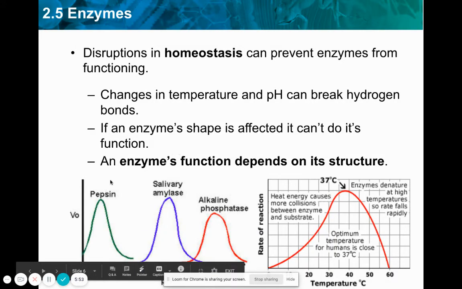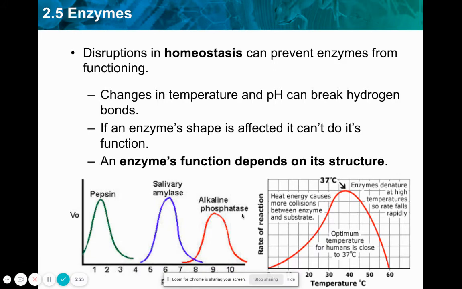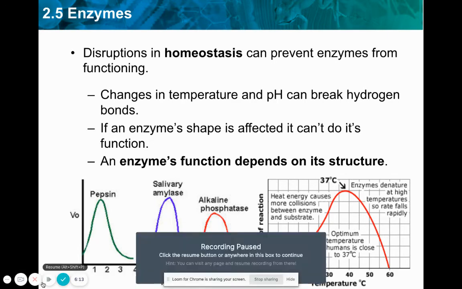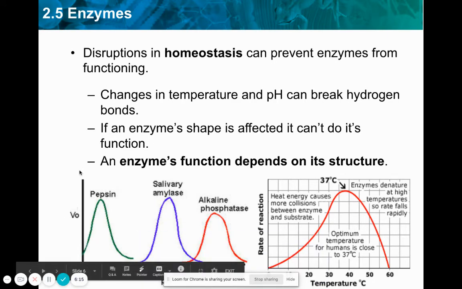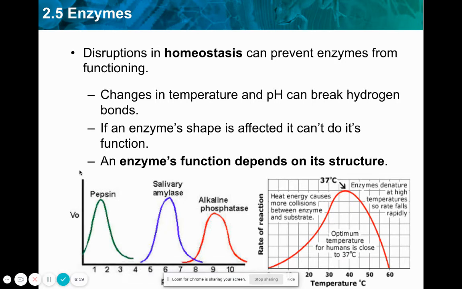So here we have an example of 3 different enzymes that are found in our body. Pepsin, which is found in our stomach, is responsible for breaking down a specific kind of food. Salivary amylase, which is found in our mouth, also breaks down certain kinds of food. And then alkaline phosphatase, which is found in many different parts of our body, including our blood. So these 3 different enzymes are responsible for maintaining homeostasis in different ways. They act on different things in the body.